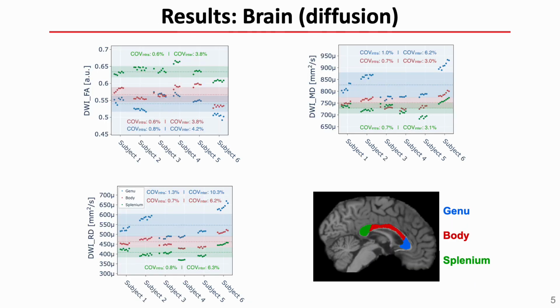Here are the brain diffusion results. For diffusion, we looked at the mean values in the genu, body, and splenium of the corpus callosum.